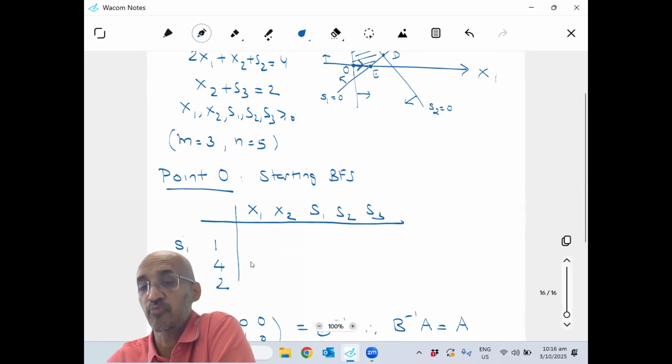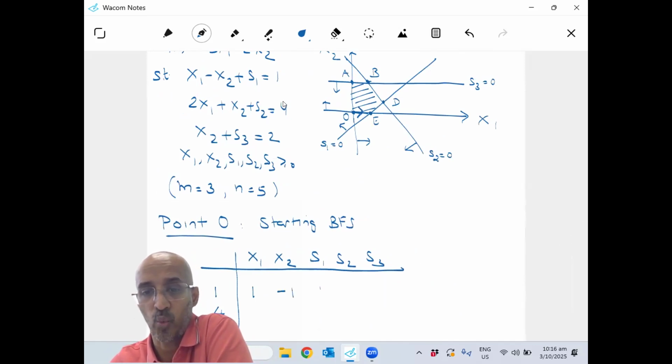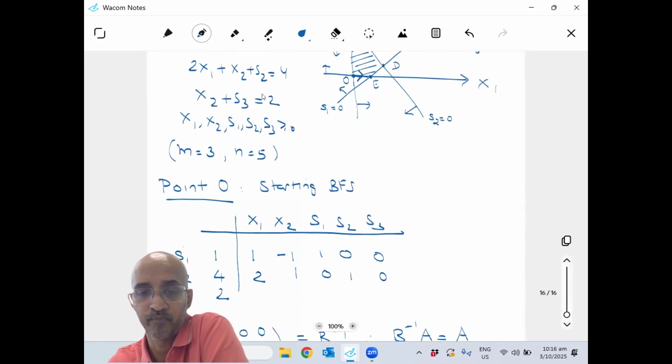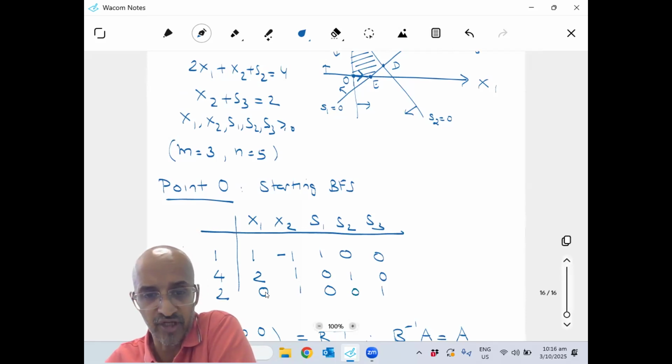which means that in this part of my tableau where I have to put B inverse A, I will just write down the A matrix. What is the A matrix? It's 1, minus 1, 1, 0, 0. So I'm just reading the entries here: 2, 1, 0, 1, 0, 0, 1, 0, 0, 1. Okay. And the last thing I need to put in here is the reduced costs.